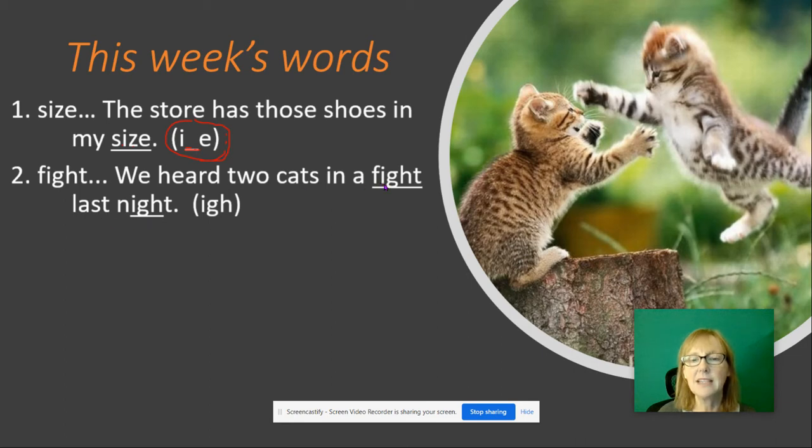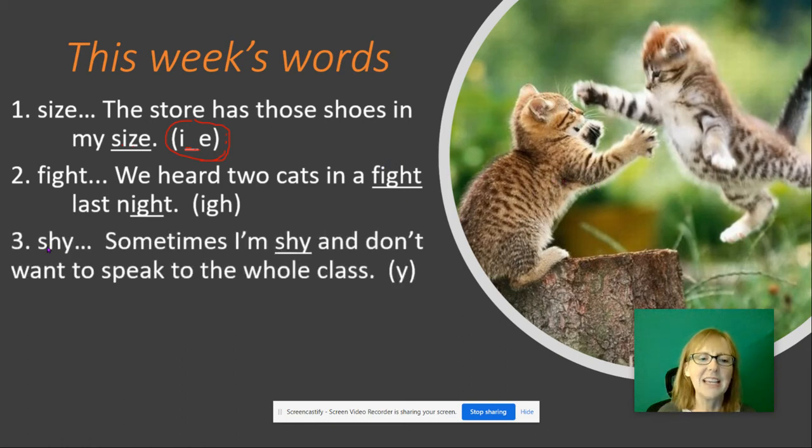Here we have the word fight, IGH, and the word night, IGH, but our word for the week is fight. These cats, I'm not sure if they're fighting or hugging, but they're awfully cute. Shy. Sometimes I'm shy and don't want to speak to the whole class. Here is our Y making the long I sound. Sh is our consonant digraph, and then Y spelled long I.